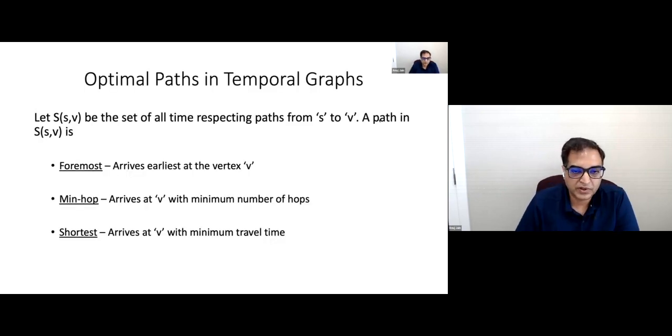A quick definition of optimal paths in temporal graphs: there can be many different ways to define an optimal path. Some of the ways are: a foremost path, which is a path that arrives earliest at the destination vertex. A min-hop path is a path that arrives with the minimum number of hops at the destination vertex, and a shortest path would be the one that arrives with the minimum travel time.